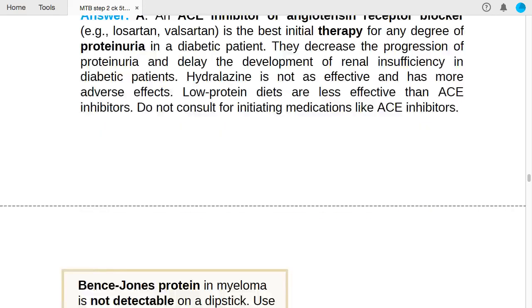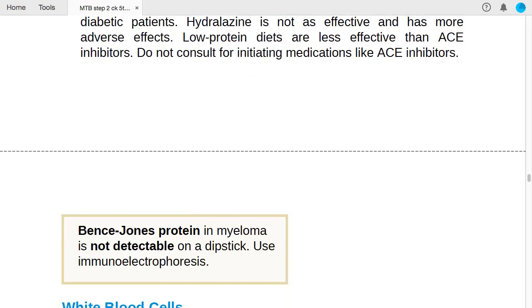Now, Bence-Jones protein and myeloma, this is a point to ponder here. The point to ponder is that Bence-Jones protein in myeloma is not detectable.